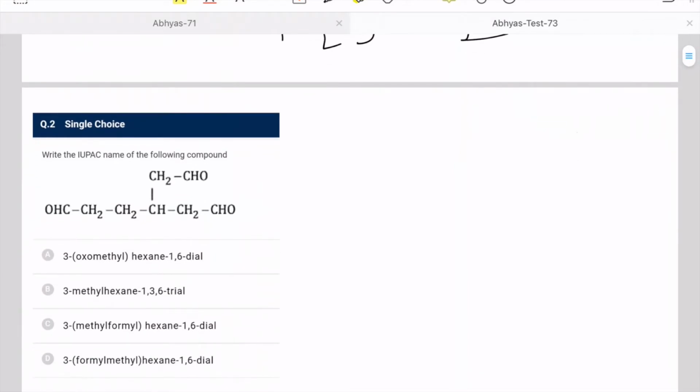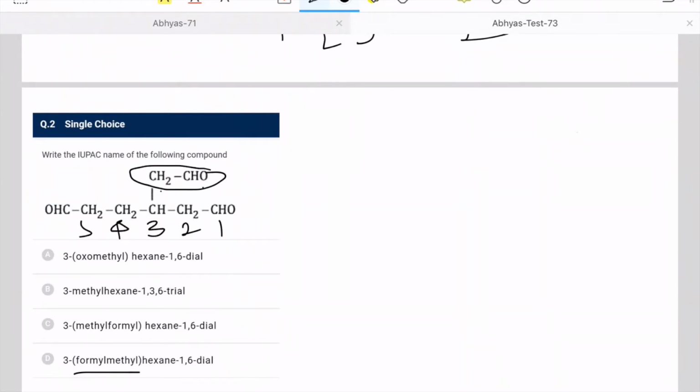Write the IUPAC name of the following compound. So in this one, the substituent is CH2CHO. So this is a formyl group attached to methyl, so this is called formyl methyl. So formyl methyl is a group. So numbering 1, 2, 3, 4, 5 and 6, at the 3 position the formyl methyl group is attached to the 1,6-diol. So this is the correct option.